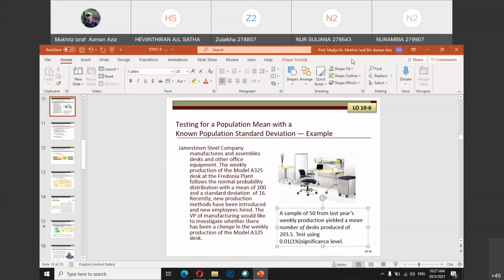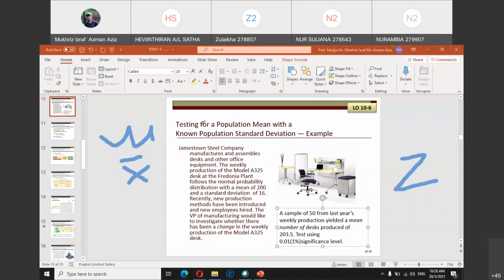If you look at this statement here, first you need to extract the relevant information. First, what is the population mean? Then what is the sample mean? Then what is the sigma, the standard deviation? And whether this sigma is the sample standard deviation or the population standard deviation? If the sigma is from the population, you are going to use the Z.